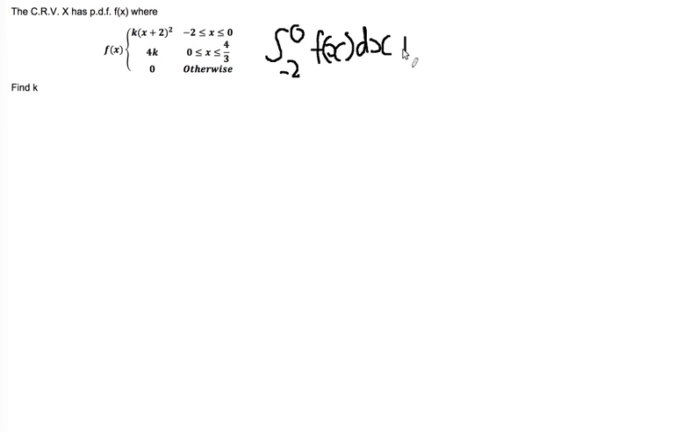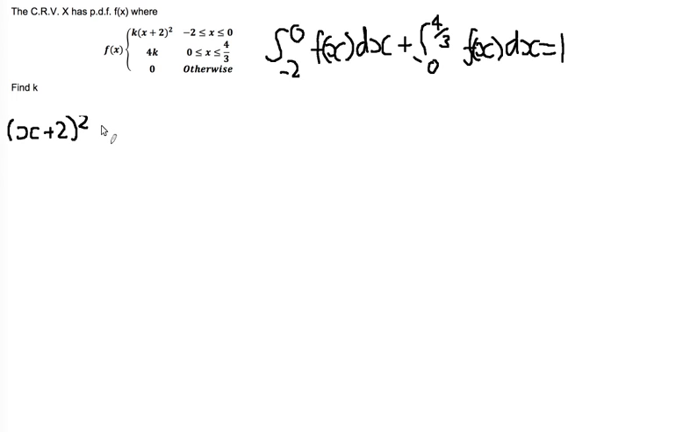So I'm just using f of x to speed things up and save a little space here, but we're going to integrate the function between minus 2 and 0, and then integrate the function between 0 and 4/3, and when we total this up, this is still equal to 1, so nothing's changed there. Yes, it's a little bit more laborious, but the process is the same. Now before we start, we're going to need to expand the bracket (x plus 2) squared so that we've got a function that we are able to integrate.